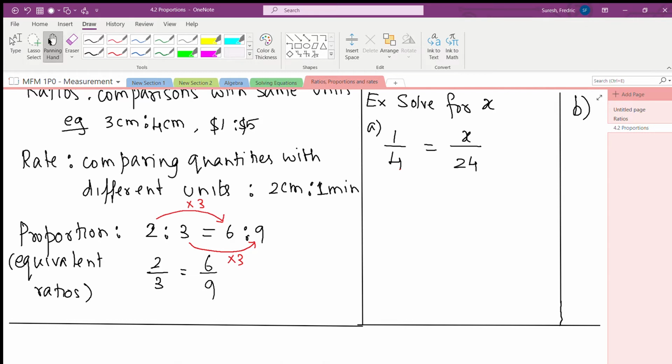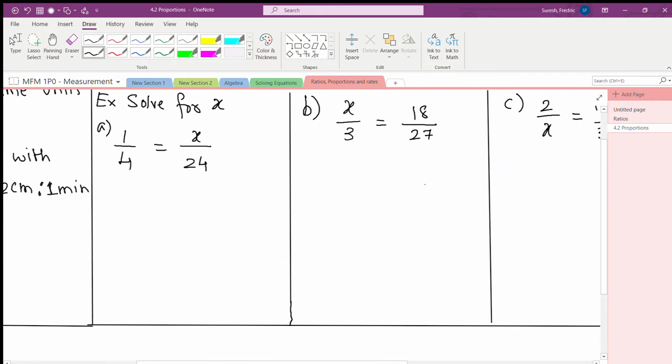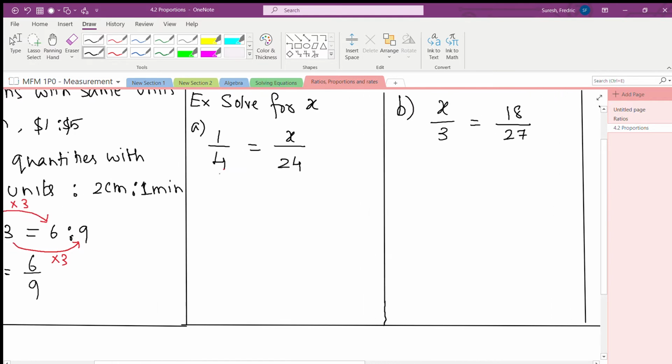The equivalent ratios can also be written as fractions. So 2 over 3 equals 6 over 9. So you can write it in this ratio form, or you can write it in the fraction form. Going to our first example here, solve for x. Notice that these are ratios, but written in fraction form. So how do we solve that?